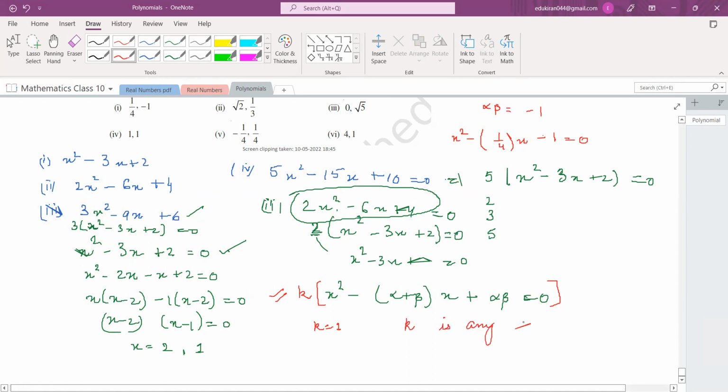A real number means it can be an irrational number also. I can multiply this by under root 2, doesn't matter. It will go in the denominator and it will become 0, isn't it? I can multiply it by a fraction, doesn't matter. So k can be any real number. It can be natural, whole, integer, or any irrational number. Fine. So to attempt this type of questions, we have to use this representation.